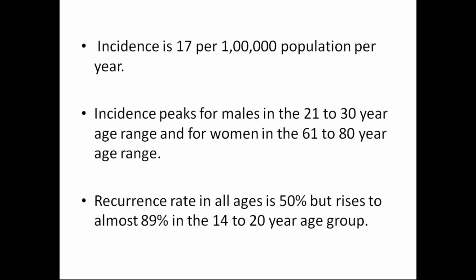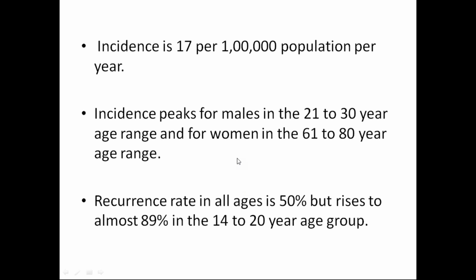The incidence is a little bit high, at 17 per 1 lakh population per year, and it also shows a bimodal age distribution. Incidence peaks for males in the 21 to 30 year age range. This is mainly because this age group most commonly meets with accidents and high velocity injuries, and is also more prone to sports injuries. And for women, it peaks in the 61 to 80 year age range. This is mainly due to frequent falls, and the recurrence rate is almost 50%.